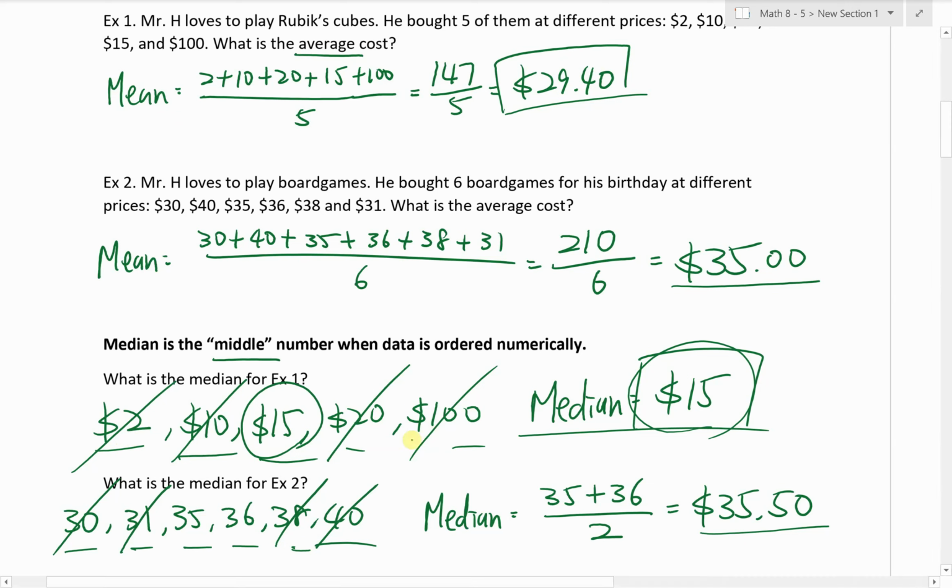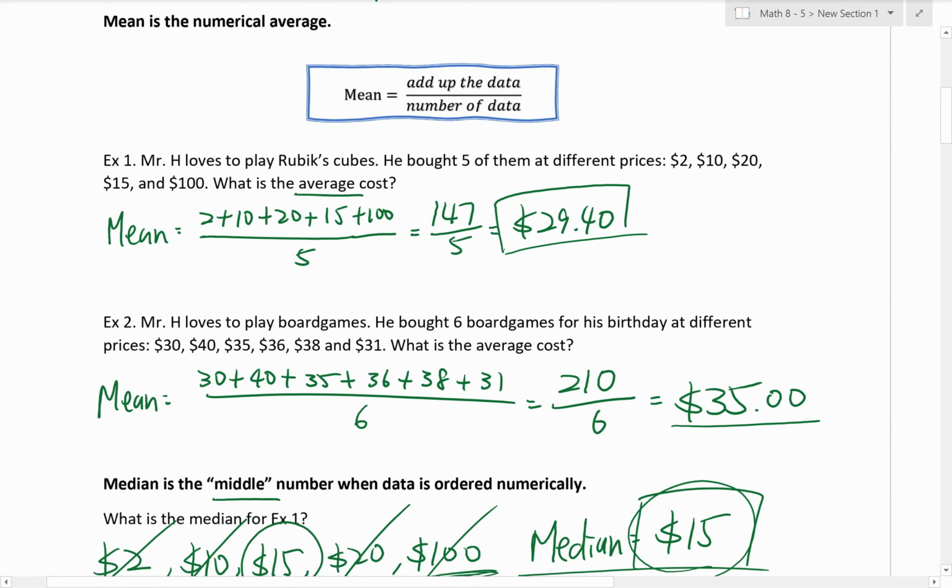Outside of this $100 very expensive cube, the rest are actually quite close to 15. I mean, $2 is kind of off as well, but 15 is kind of typical. 3 out of these 5 are close to 15. Whereas with $29.40, none of them is really close to $29.40, right? The closest one is $20, but it's not even that close either. And then you can see $100 is way off. $100 is way off in both cases.